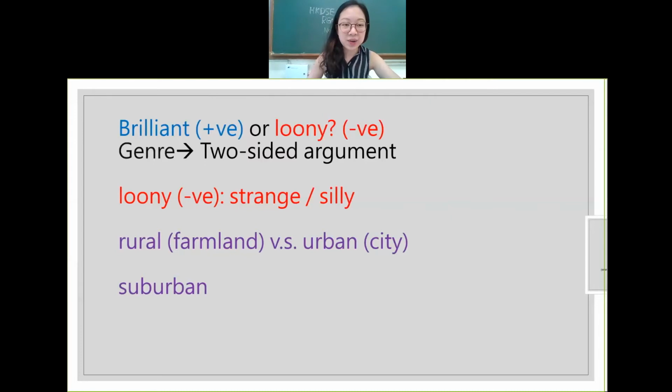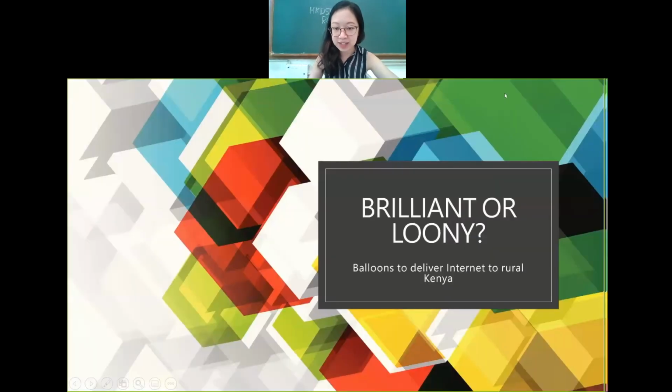So let's move on and look at this. Brilliant or loony. We have one positive adjective and the other negative adjective here. So simply by scanning through the topic here, we know the genre is a two-sided argument. Loony is a negative word that means strange or silly. Okay, so we have the subheadings. If we go back to here, balloons to deliver internet to rural Kenya, you may struggle. You may say, Miss Lee, I don't understand the word rural. I don't understand the word Kenya. So what exactly is this? Don't worry, you see a capital letter, so most likely it's a proper name. It's the name of a place, right?